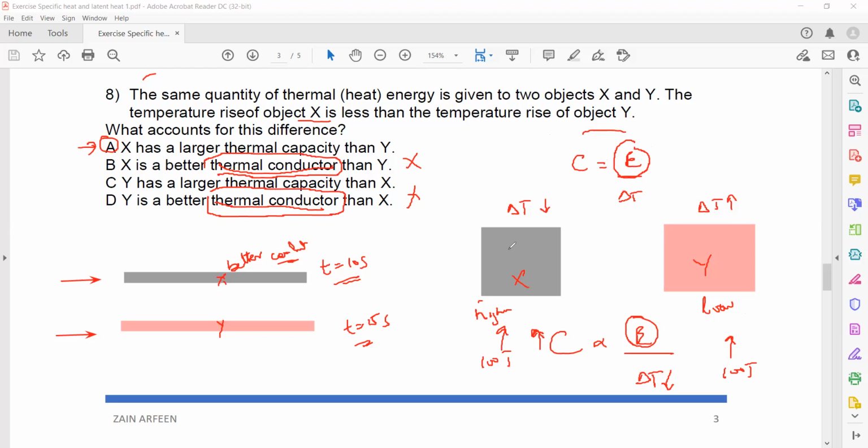For example, when we supply energy, the temperature change for X is 2 degrees and the temperature change for Y is, for example, 10 degrees. So when we work out the thermal capacity, it will be 100 divided by 2, so that is 50. When we find the thermal capacity for Y, it is 100 divided by 10, so that is equal to 10. So you can clearly see when we supply an equal amount of energy to different substances, the one which shows a small change in temperature has a higher thermal capacity.